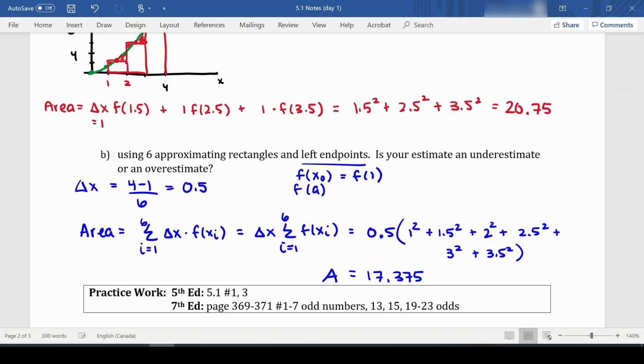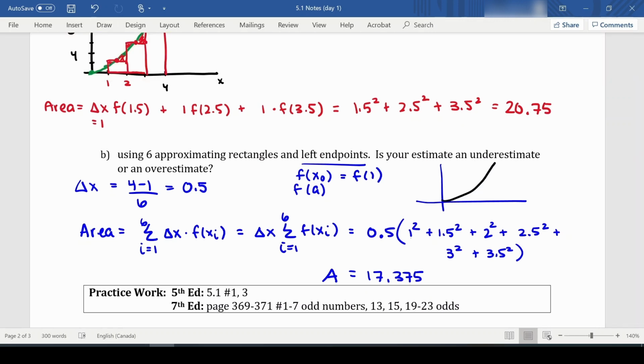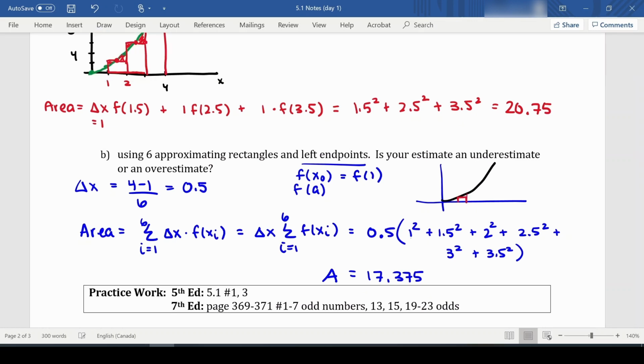And this is also going to be an underestimate, because if I were to draw my curve, it looks something like this. And if we think about our left endpoints, they looked like this. We just have more of them. We can see that we've got all these gaps underneath, meaning that we have a little bit less area than we should. And this is how we use our area methods, left, right, or midpoints, to approximate the area under a curve.